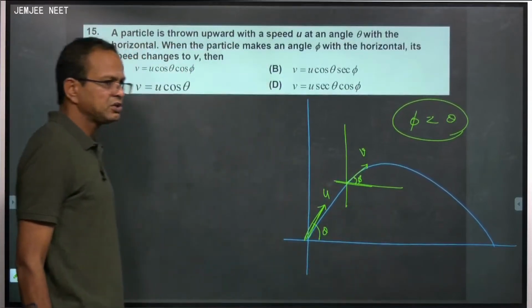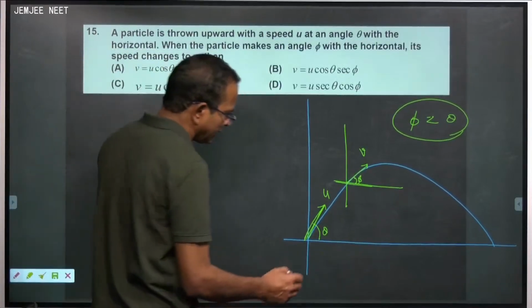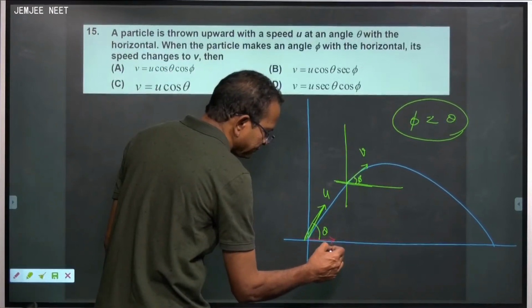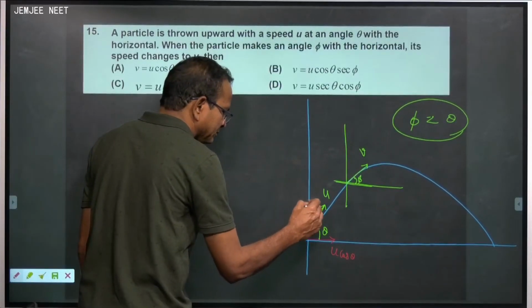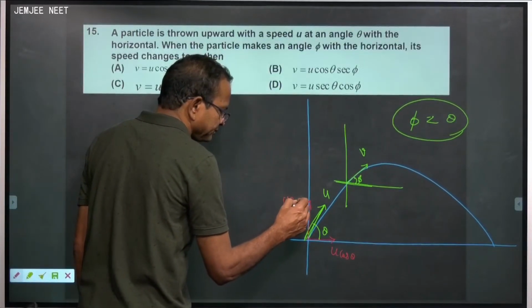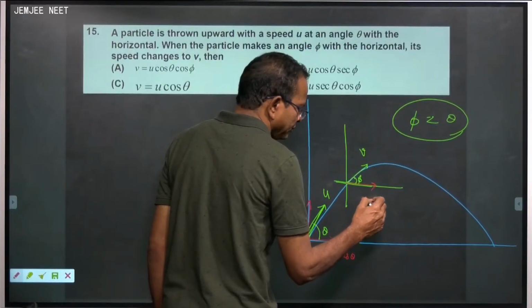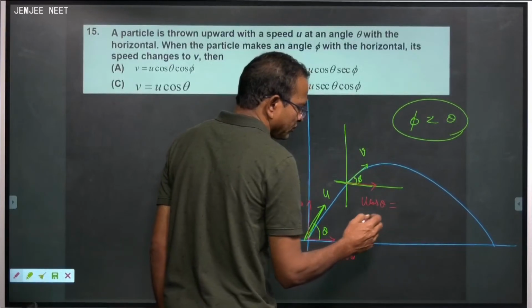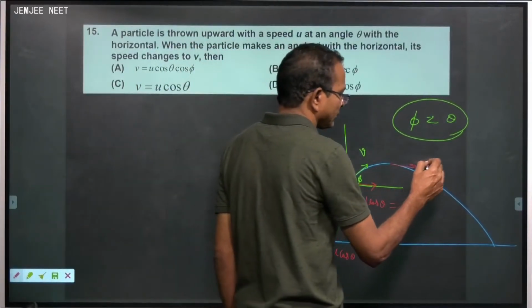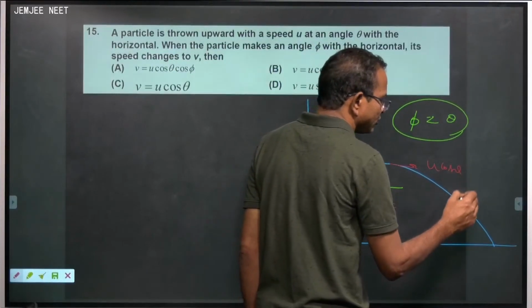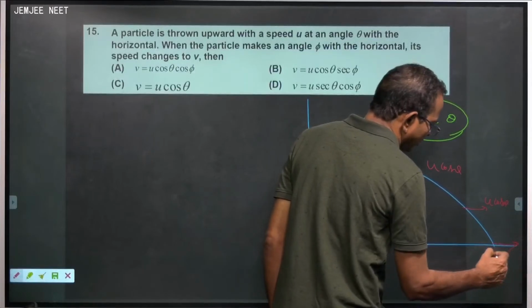Right. So our first job is to cut. This is how much? U sin theta. Right. Then how much is this? U cos theta will never change. You agree with me or not? U cos theta will never change. Yes or no? Come on.